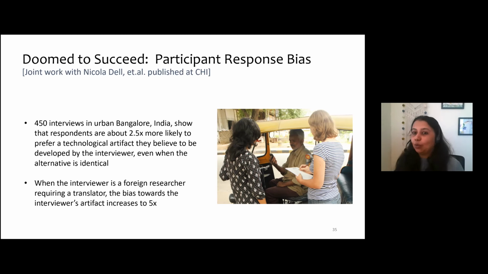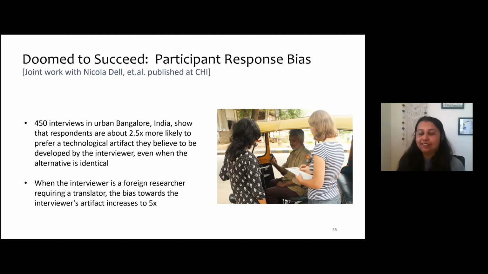So this is a way to show that participant response bias really exists, and we should be careful of how we evaluate the systems that we design. Very, very interesting. The bias in any kind of survey is an important thing to take into account to calibrate what you get.